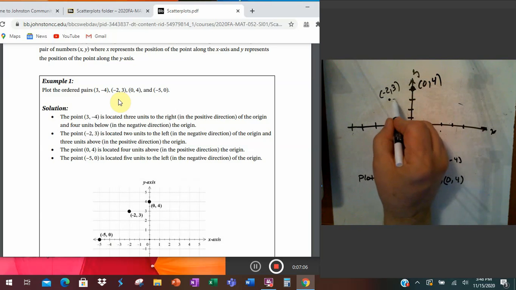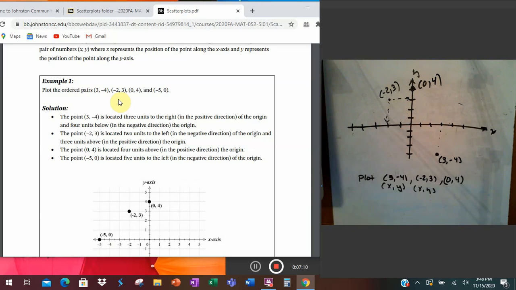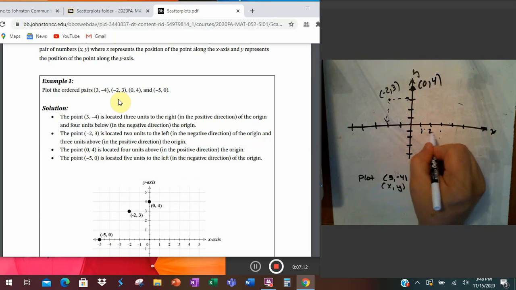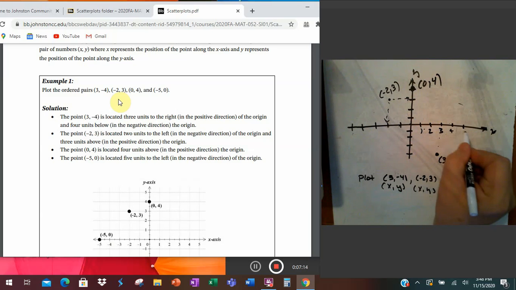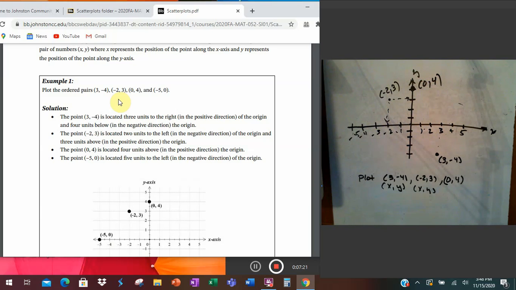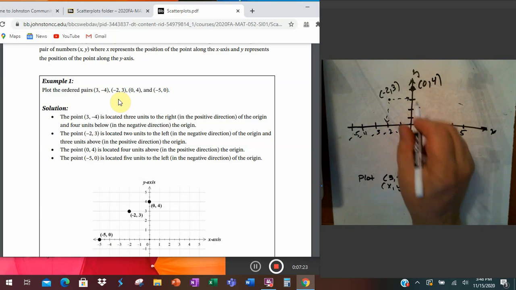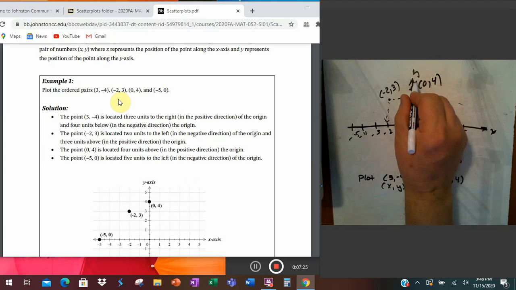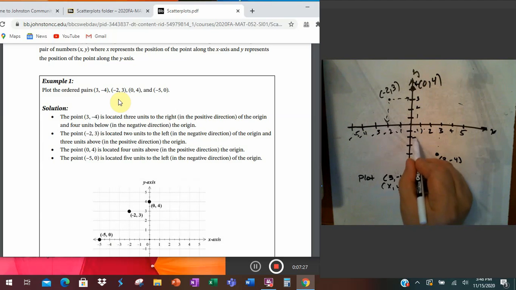So if I did this one, I would go over here, that would be the 3, and if I go straight down, that would be -2. 1, 2, 3, 4, 5. -1, -2, -3, -4, -5. 1, 2, 3, 4. -1, -2, -3, -4.